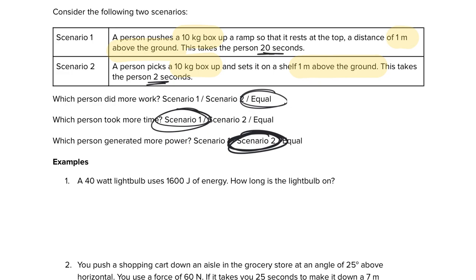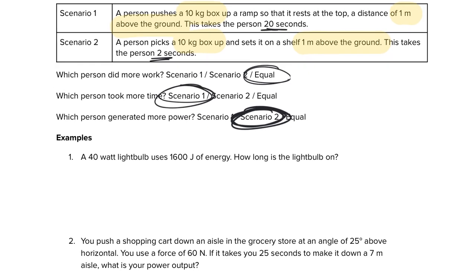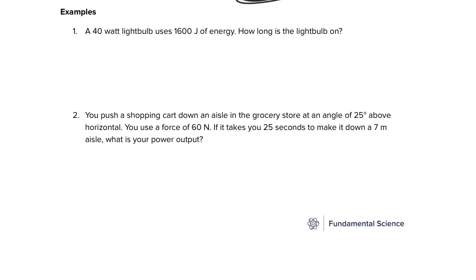So let's take that idea into some calculations down here with the examples. In example number one, it says we have a 40-watt light bulb which uses 1600 joules of energy. The question is, how long is the light bulb on?